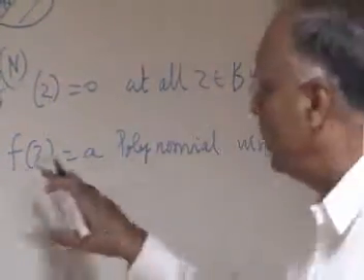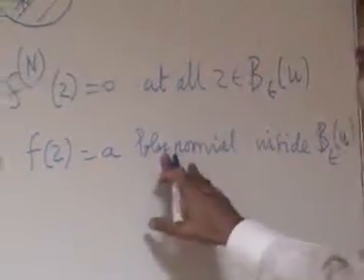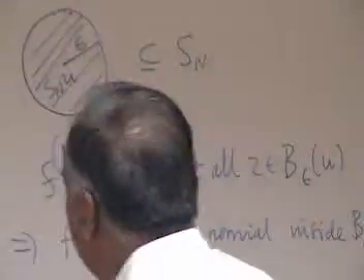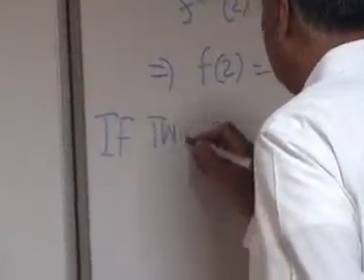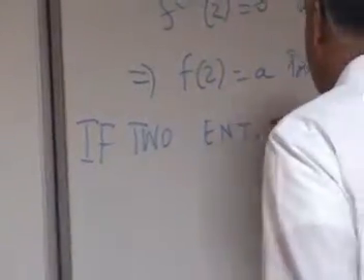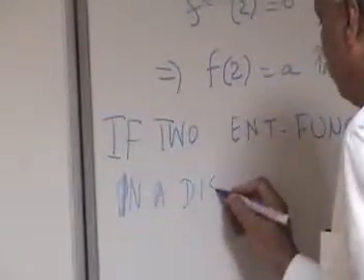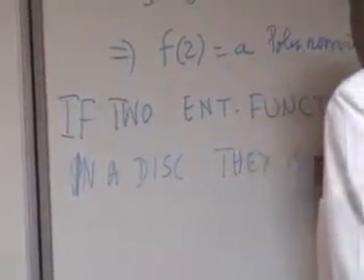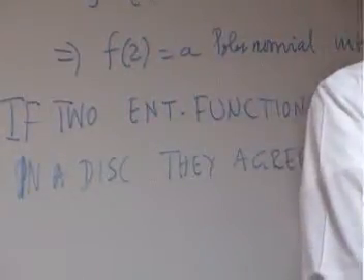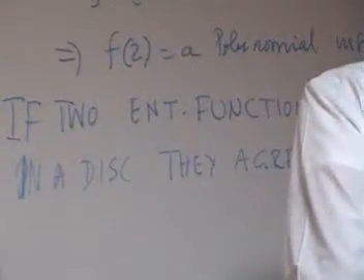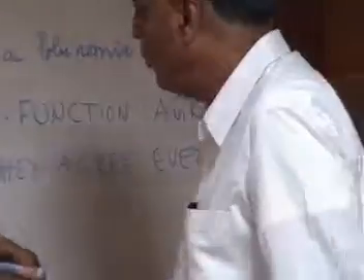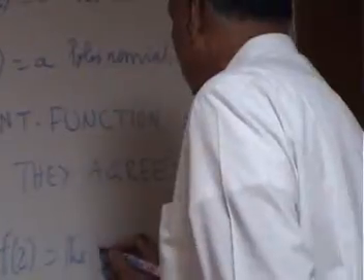So here is one entire function, here is another entire function, the polynomial. If two entire functions coincide in a disk, they have to coincide everywhere. This is a theorem in complex analysis: if two entire functions agree on a disk, they agree everywhere. This is the power of complex analytic functions. And therefore, f(z) must be equal to the polynomial everywhere, the same polynomial.